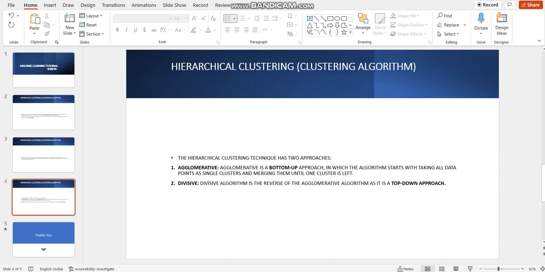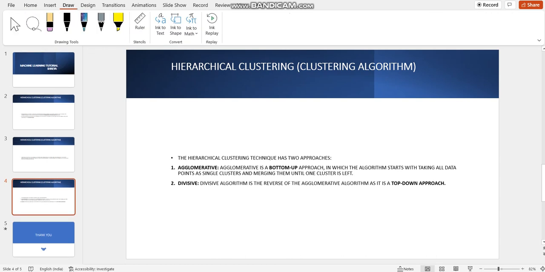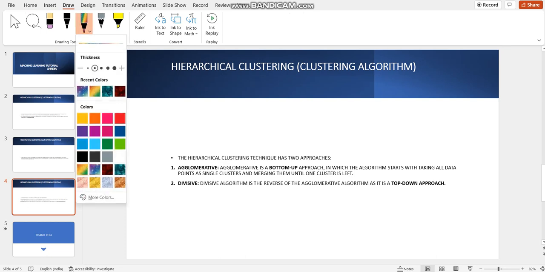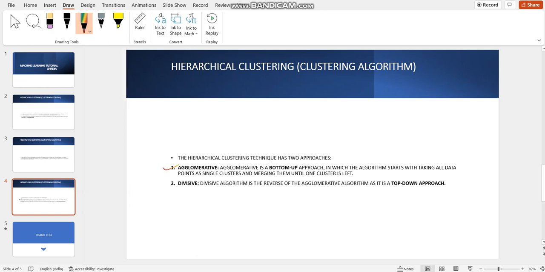Now we will discuss the two approaches in hierarchical clustering. The first one is agglomerative, and the second is divisive. Agglomerative is a bottom up approach. What is a bottom up approach? Before we go forward, we need to understand this terminology.